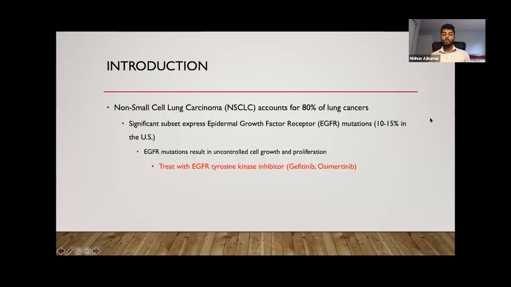So approximately 80% of lung cancers fall within the category of non-small cell lung carcinoma, and a significant portion of these tumors express mutations for what's called epidermal growth factor receptor, or EGFR. Now, EGFR mutations result in uncontrolled cell growth and proliferation, typical of cancer cells, but clinically are treatable with EGFR tyrosine kinase inhibitors, which we call TKIs, such as gefitinib or osimertinib.